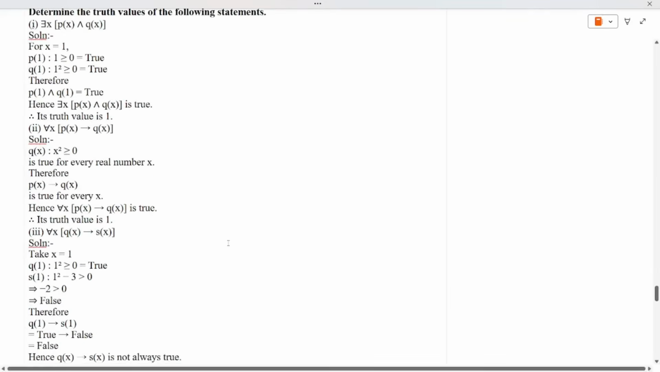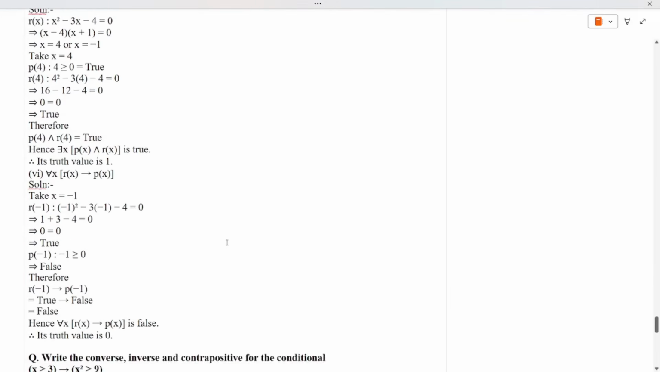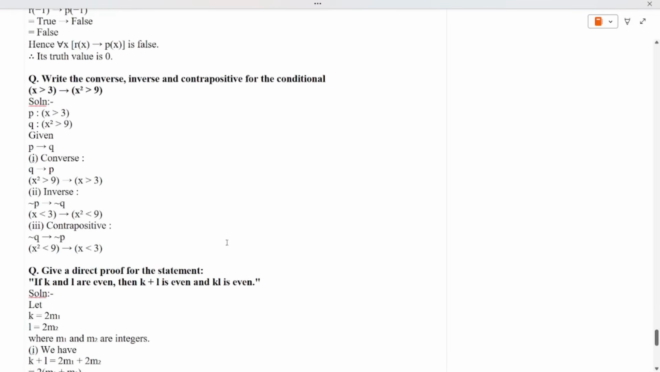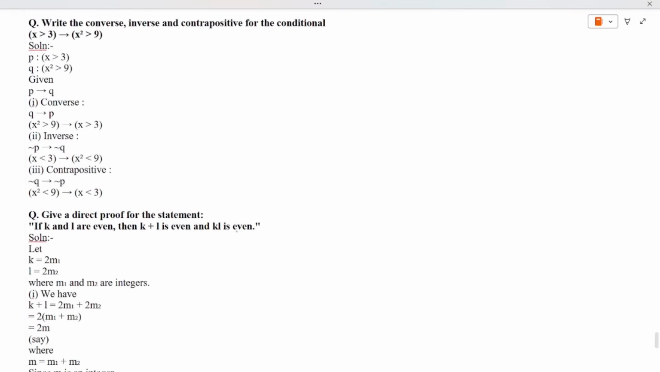Sorry, again the same question is repeated, I had not seen, sorry for that. Next, you have to write the converse, inverse and contrapositive for the conditional statement, that is x greater than 3, conditional x square greater than 9. What you have to do? Converse, inverse and contrapositive. What is converse? Just you have to interchange the values. That is, a conditional b, you have to make b conditional a. That is the converse.